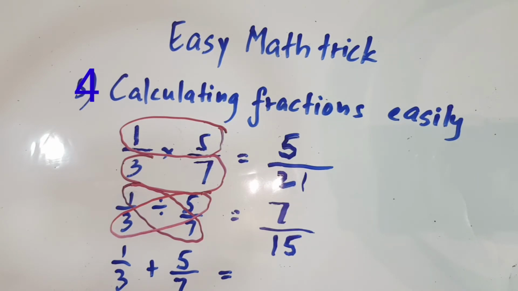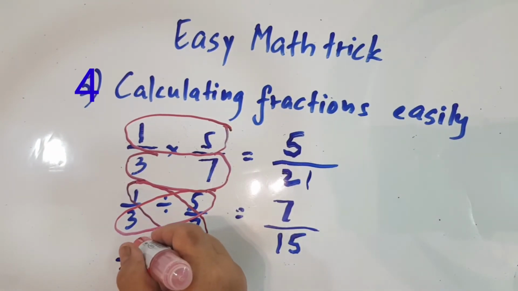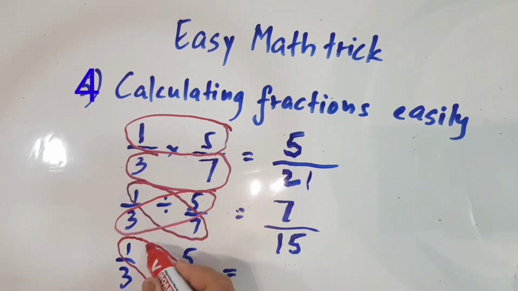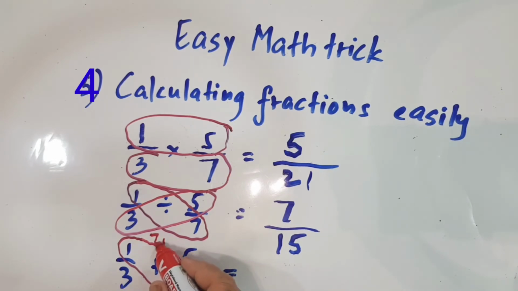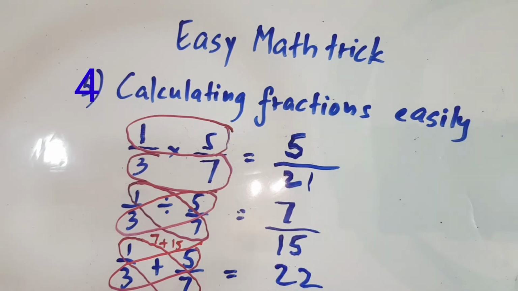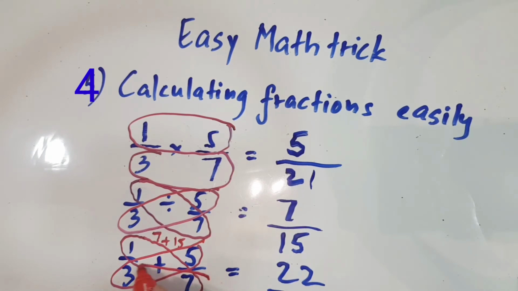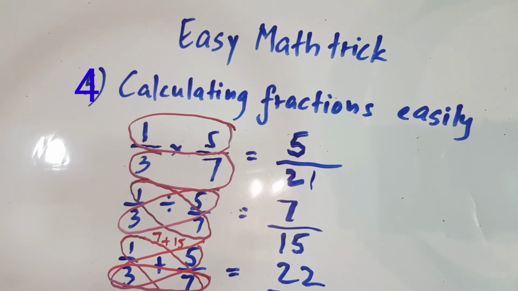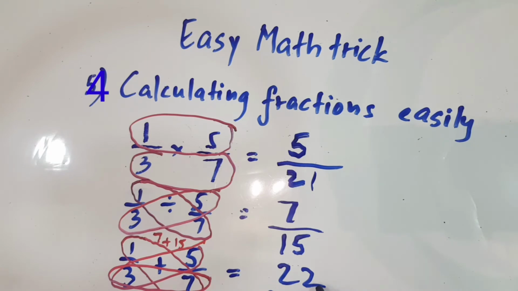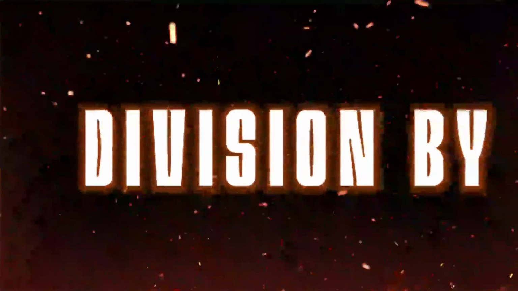Now for 1/3 plus 5/7, this is addition. First, we have to cross multiply. 1 times 7, which is equal to 7, and plus 5 times 3 is equal to 15. So we have 7 plus 15 is equal to 22, over 3 times 7, which is equal to 21. So our answer is 22 over 21.